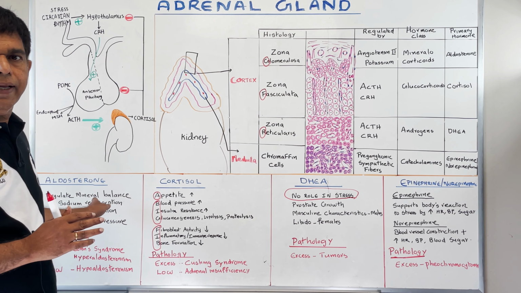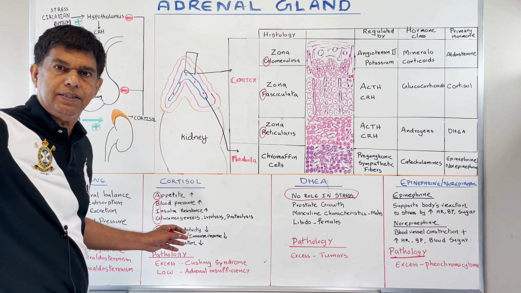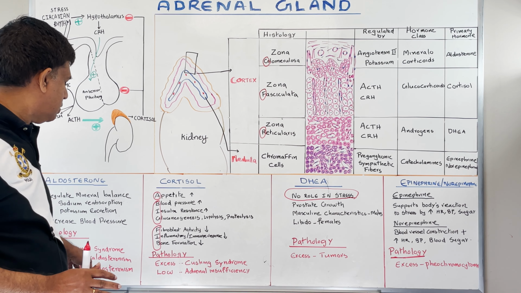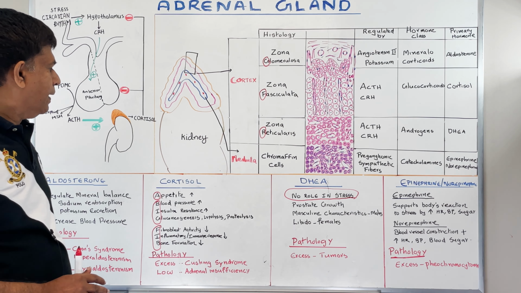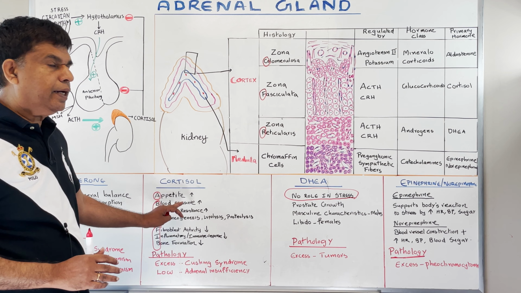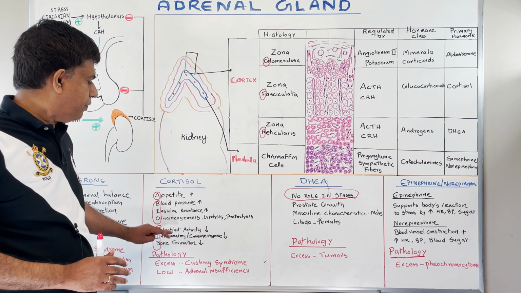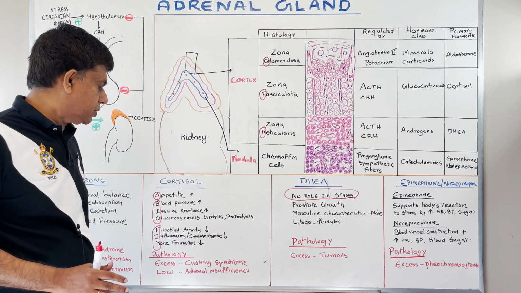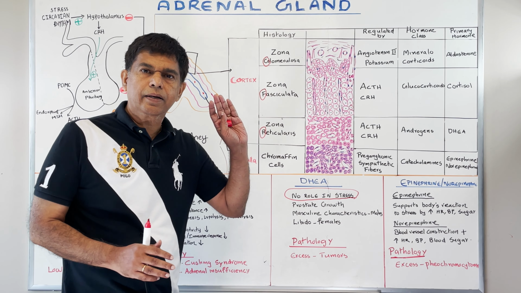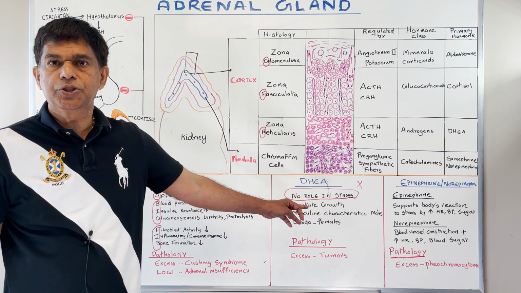Okay. Now let's look at the functions right here. Aldosterone: sodium and water reabsorption, excretes potassium. Remember, that's why they can have low potassium. It controls the blood pressure. Remember, excess is Conn syndrome, low you got hypoaldosteronism. And cortisol, remember, a big fig: appetite, blood pressure, insulin resistance, and gluconeogenesis all go up, and fibroblast activity, inflammation, and bone formation go down. Excess is Cushing syndrome, low is adrenal insufficiency. DHEA, again, remember, most important point, don't forget it, I'm going to repeat it again 1,000 times, no role in stress, okay?